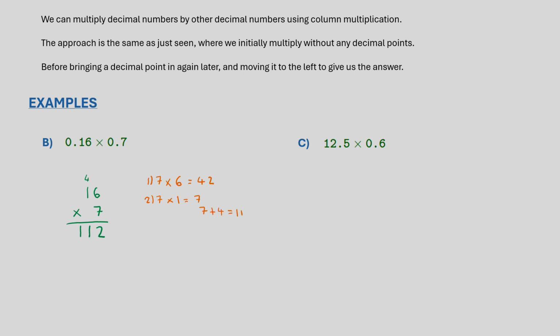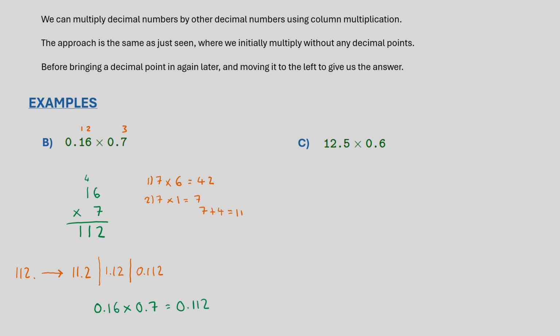Now that we have obtained a result of 112, like before, we write this down with a decimal point placed on the right. And counting the number of digits that are beyond the decimal points in the initial multiplication sum, we know that this decimal point will move 3 places to the left in 112. We now have an answer of 0.112.